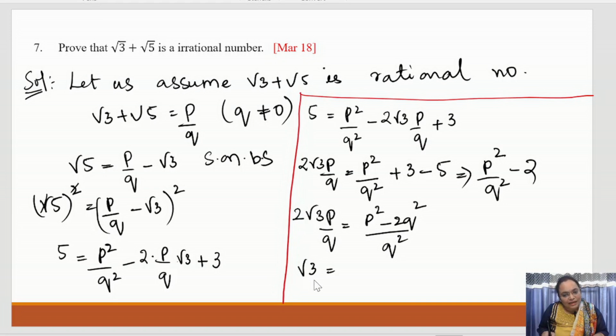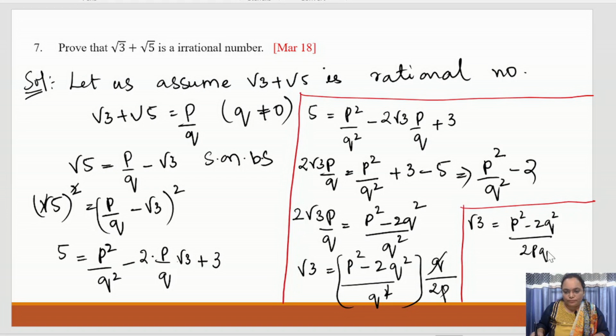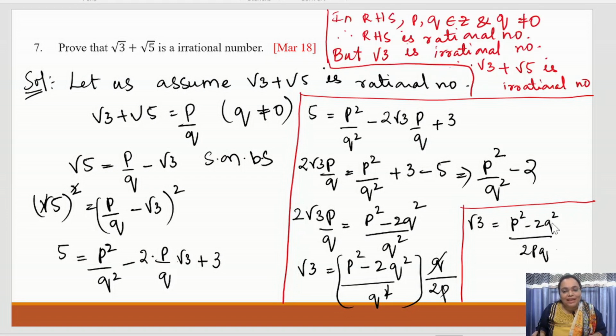We'll just keep root 3 in the LHS and send 2p by q to RHS. So which becomes p square minus 2q square by q square into, this will be q by 2p. Q and 1q will get cancelled. So you will have root 3 is equals to p square minus 2q square by 2pq. So see here in the RHS, p and q belongs to integers and q is not equals to 0. So we can say this whole RHS is a rational number.